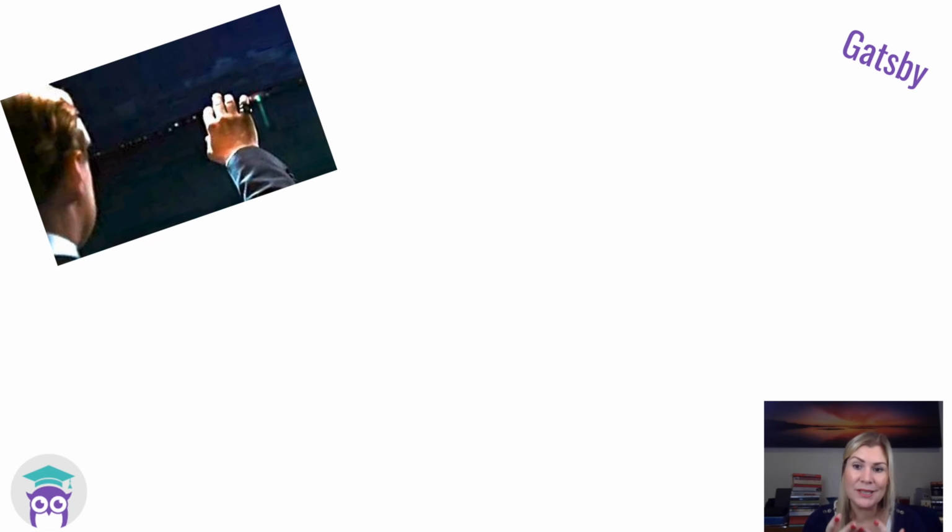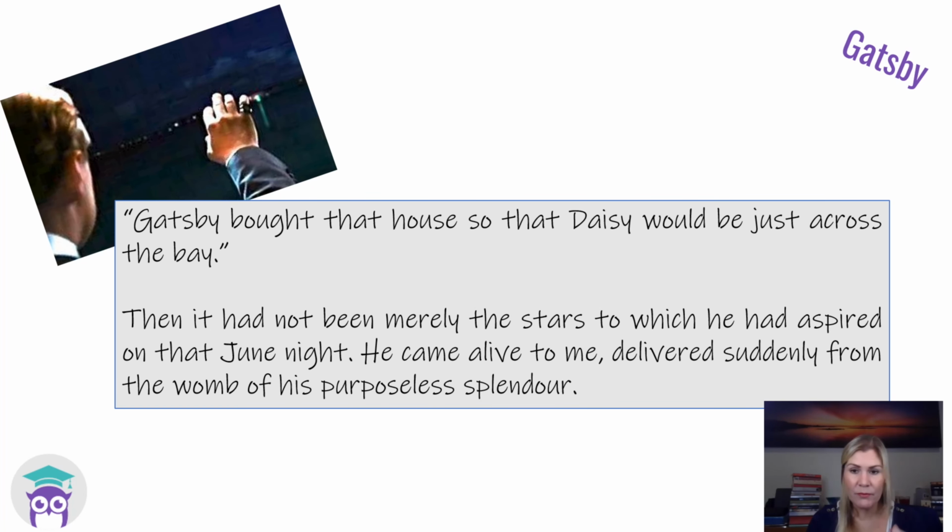Obviously, this explains a lot to Nick about Gatsby and so many of those mysteries about his character. So when Jordan tells him that Gatsby bought that house so that Daisy would be just across the bay, it sort of consolidates this belief that he had about Gatsby, but had kept losing his faith in, and now suddenly he has it back because he realizes that it had not been merely the stars to which he aspired on that June night. So that is a reference to all the way back at the end of chapter 1, where he sees Gatsby stretching out his hand, trembling with desperation and desire, and he realizes that what he was doing was reaching out to Daisy, that green light represents the dream that is Daisy.